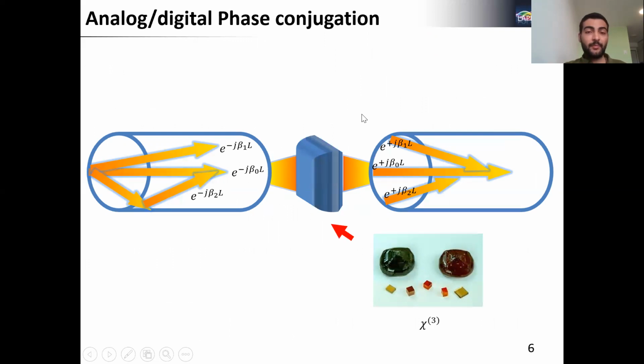So these modes are propagating through the fiber, and then each mode has a different phase at the output. Using this nonlinear effect of a crystal, you can simply phase conjugate the output field and then resend that information to a second fiber, which has exactly the same characteristics as the first fiber. So then the modes will propagate and compensate the accumulation of phases, and you have your original image at the output of the second fiber.